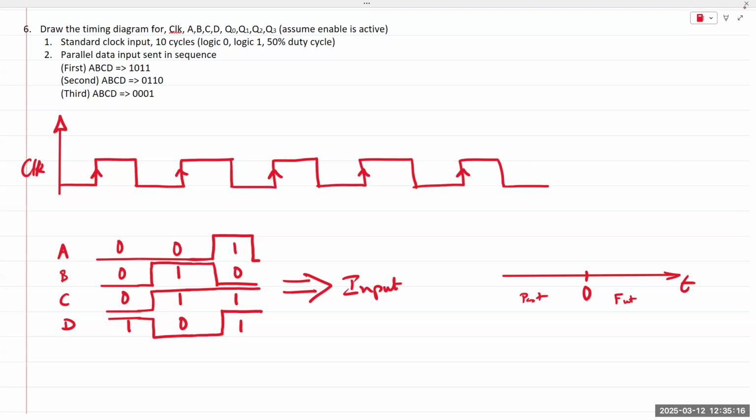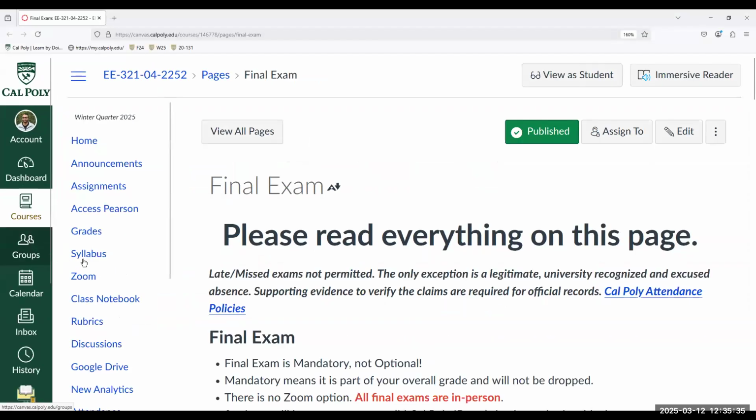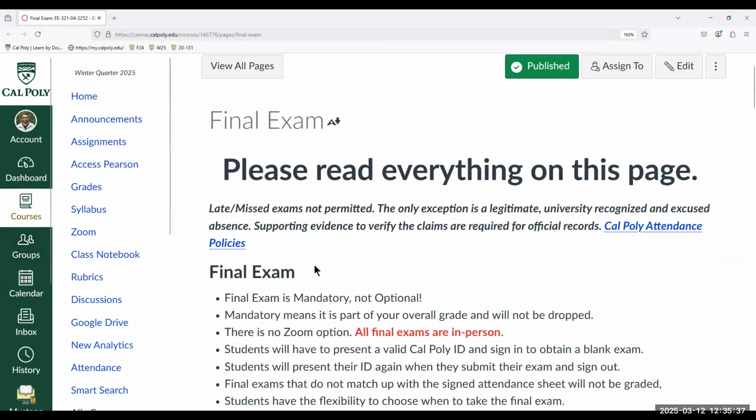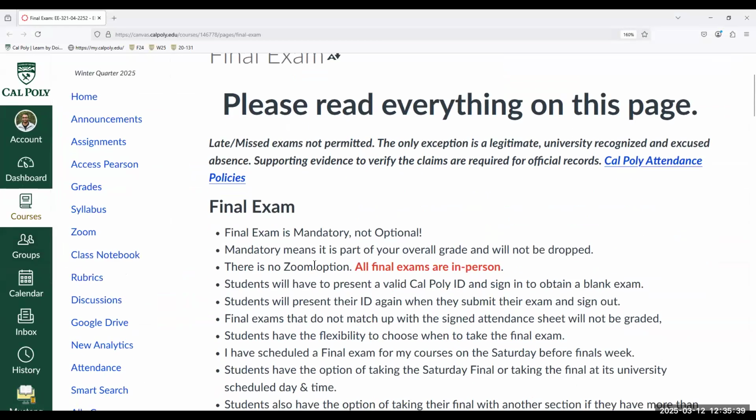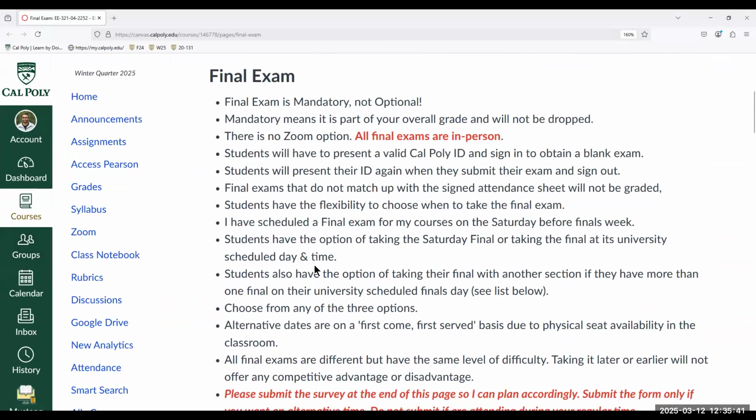Okay, let's talk about the final exam. We have about 25 minutes left, so there's a few things. Final exam is here. Let's bring it up. So the final exam has been displayed since the first day of class. Right up the top, I said, please read everything on this page, right? Final exam is mandatory. It's not optional. Optional in the sense you could choose to skip it if you don't wish for 25% of your grade, right?